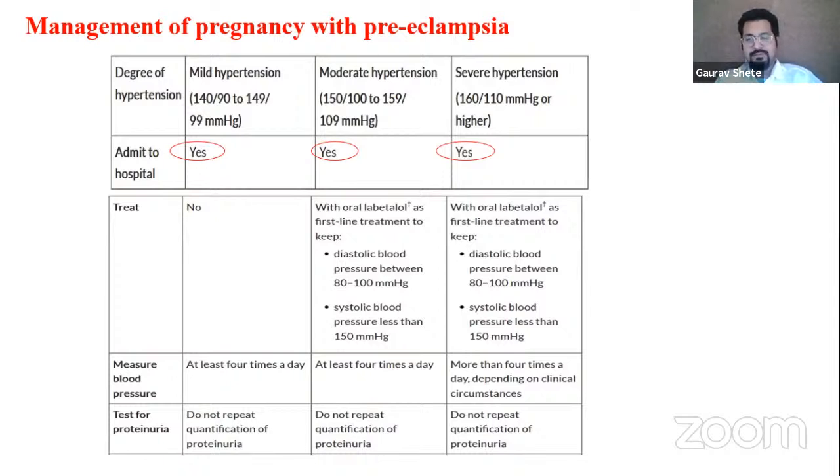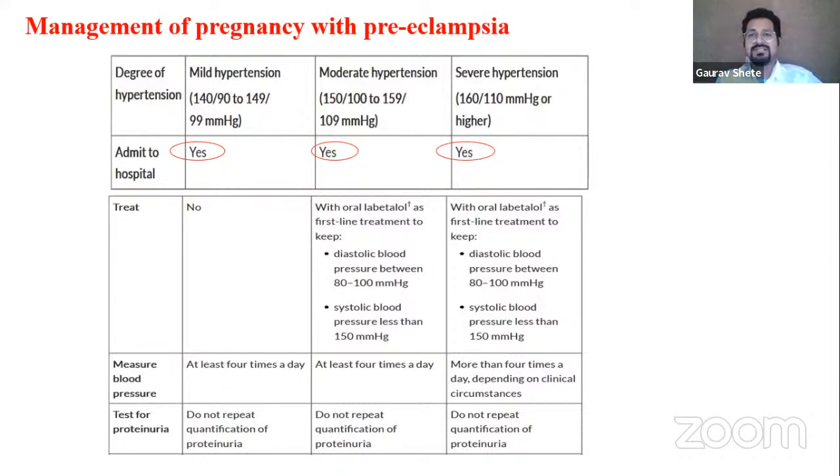From 26 weeks to 28 weeks, you can try to prolong the pregnancy. We can try to give corticosteroids, and we can try to control the BP. Once the patient is admitted, you can start giving the first line of treatment like labetalol. You can add Nifedipine as the second line of treatment. Try to preserve the pregnancy as much as possible.